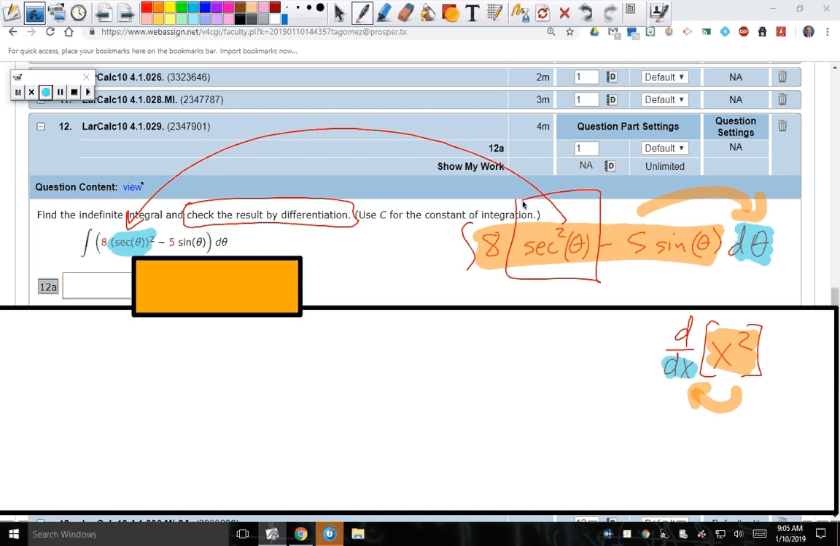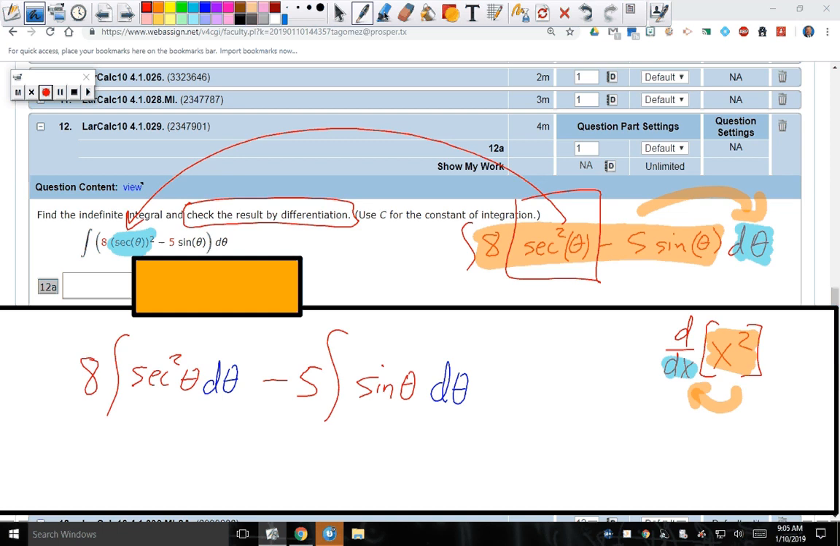Looking at this, to make it easier, I would constant multiple rule out the 8, and I would also break it up into two different integrals. So you have d theta for one, you have d theta for the second one, constant multiple rule this -5, and I'm left with the following. So guys, I'm going to take this integral in respect to theta. That means everything written here must have what variable? Theta. It has to have a variable.